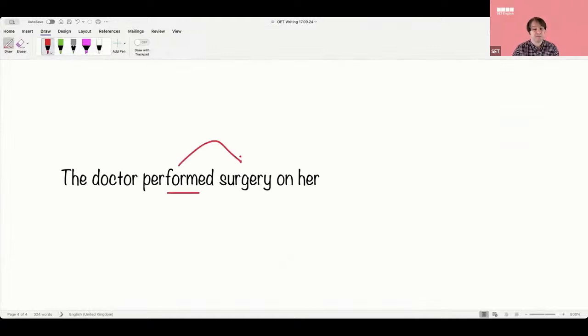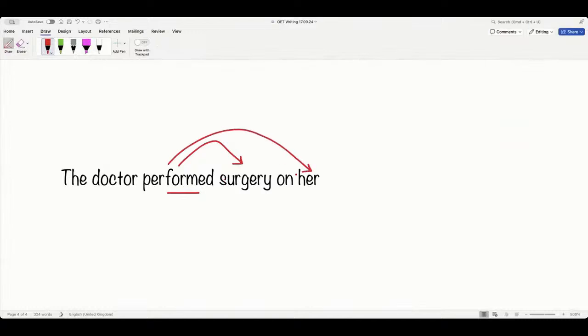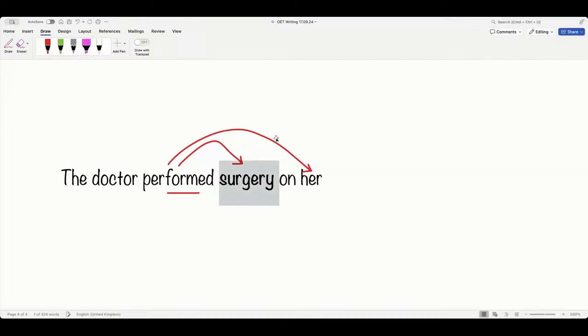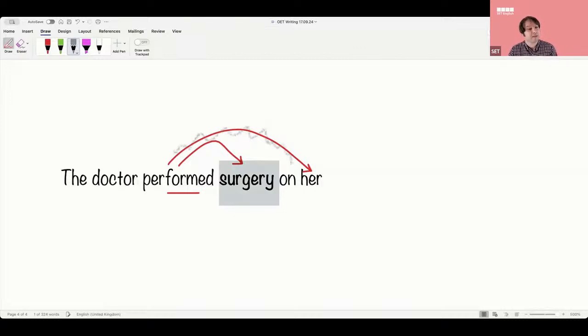Perform surgery? Yes. Perform her? No. Does that make sense? No. I performed her. What does that mean? It doesn't make sense at all. So if I'm using passive, I can only start with this, because this is not the right verb. Does that make sense? Yeah.